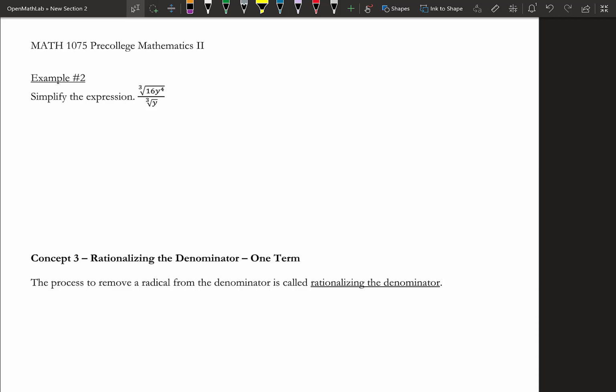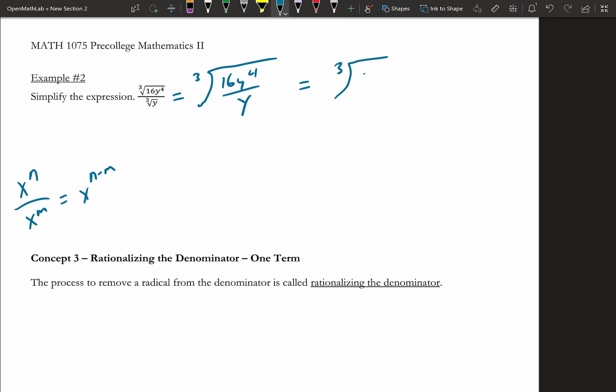Right, so then example 2, I'll try to simplify this expression. So in this one, it might be helpful to do the reverse of the division property. So in other words, I can make this be the cubic root of 16y to the 4th all divided by y, right? And the reason why that's helpful is because if I have x to the n divided by x to the m, remember the exponent rule, we subtract their exponents when we divide with the same base.